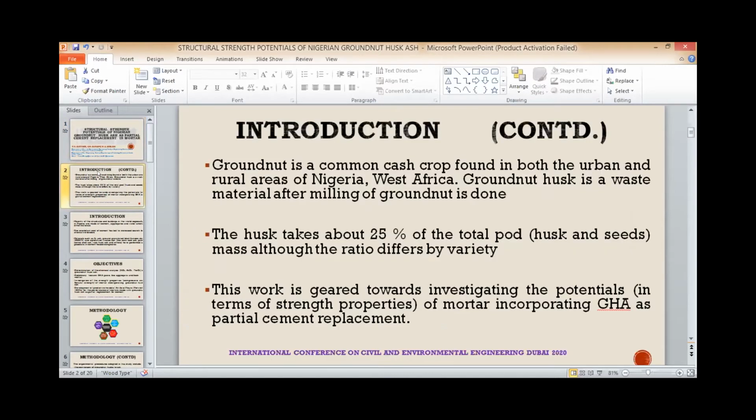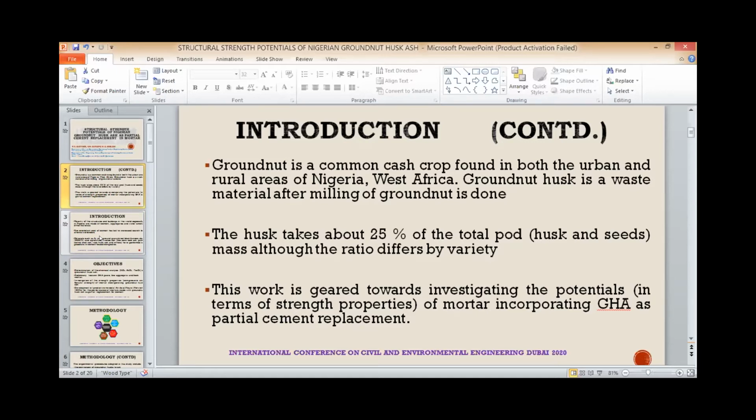Introduction. Majority of structures worldwide are composed of cement, aggregates, and water. Sustainability and cost issues and problems have, however, led into the search for alternative binders. Industrial and agricultural wastes such as granulated blast furnace slag, fly ash, rice husk ash, corn cob ash, palm kernel ash, etc. have been studied and have performed as pozzolans in cement-based composites. Groundnut is a common cash crop found in West Africa and other tropical areas of the world.